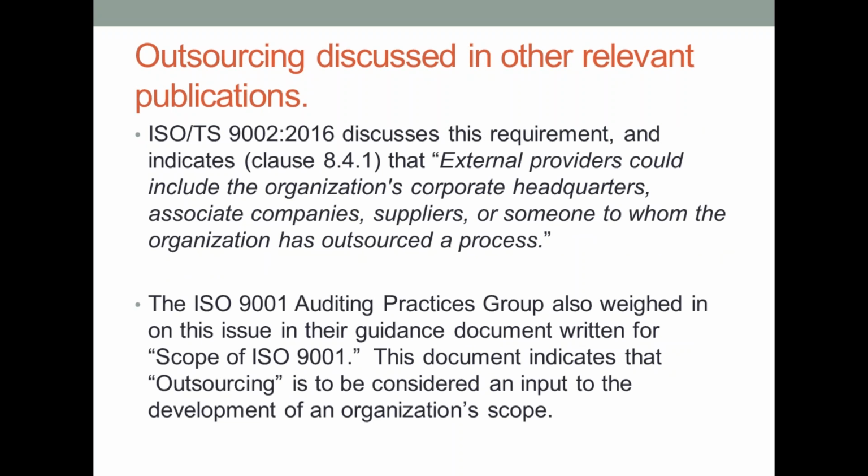Now, again, I mentioned that there's guidance on this in other relevant publications, and I mentioned 9002. So let's see what 9002 has to say. Under section 8.4, 9002 has this. External providers could include the organization's corporate headquarters, associate companies, suppliers, or someone to whom the organization has outsourced a process. I think it's interesting to note that 9002 specifically mentions corporate headquarters by name in the list here.